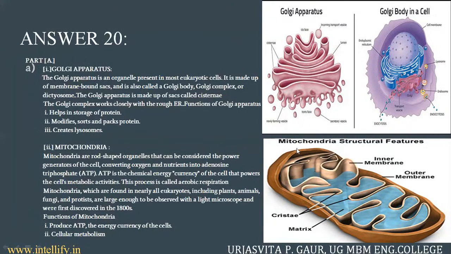So this is the powerhouse. This is rod shaped, and if you look at the structure, you have some cristae, you have matrix, and then you have an inner membrane and an outer membrane. And the functions of mitochondria will include definitely production of ATP, that is the energy currency of the cell that we discussed, and cellular metabolism as well.